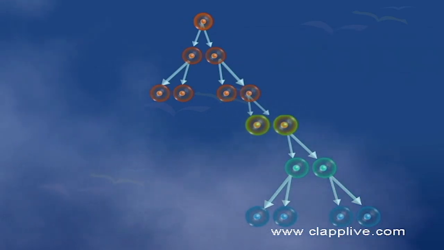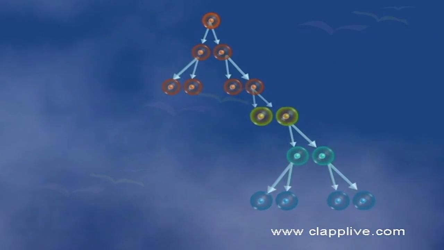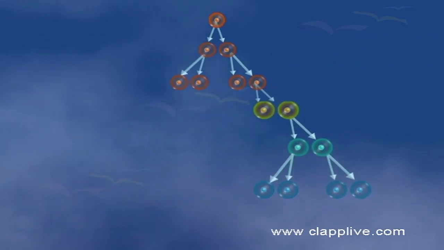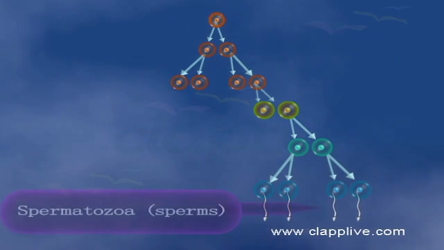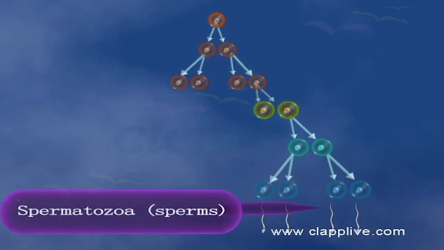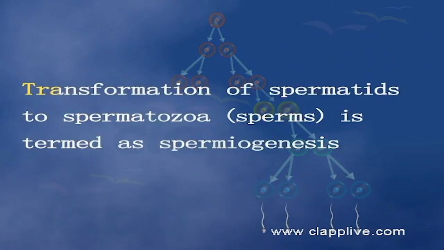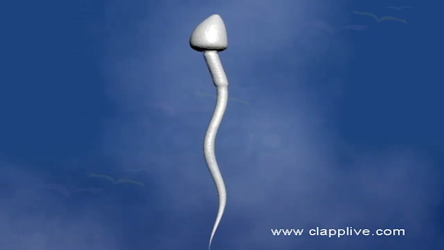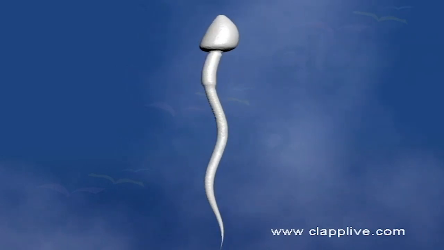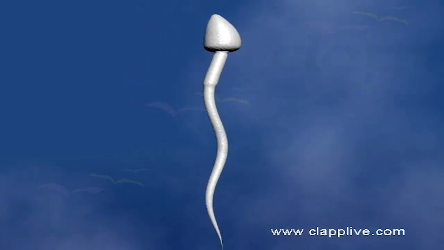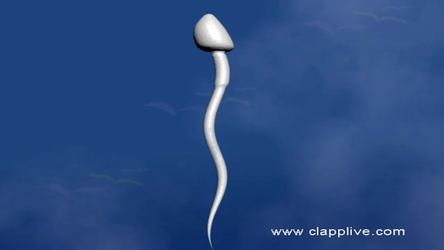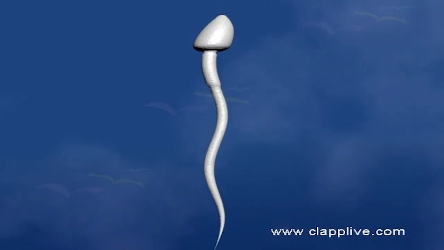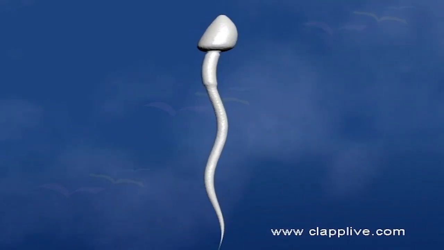The non-motile spermatids remain connected to each other by their cytoplasm. These spermatids are then transformed into motile spermatozoa or sperms. Transformation of spermatids to spermatozoa, sperms, is termed as spermiogenesis. After spermiogenesis, sperm heads are embedded in the Sertoli cells. Later, they detach and reach the lumen of seminiferous tubules by a process called spermiation.